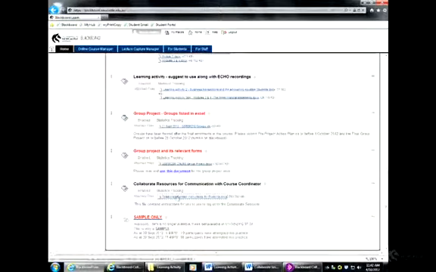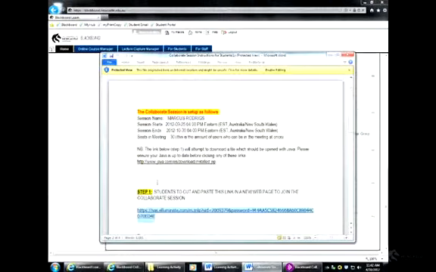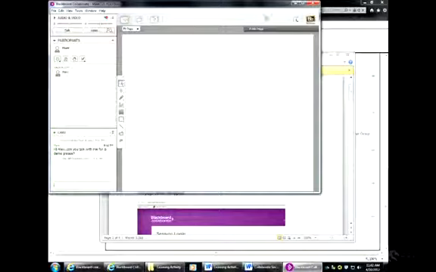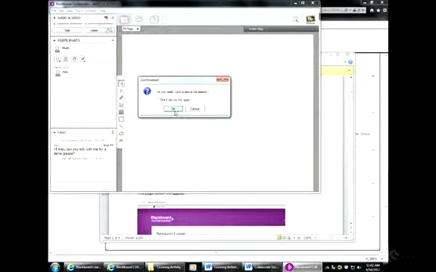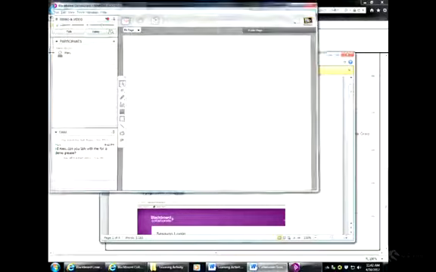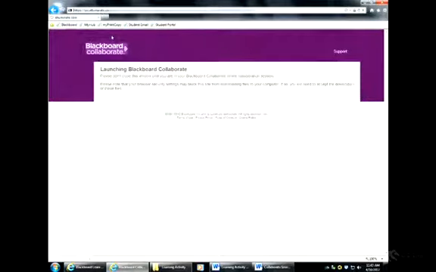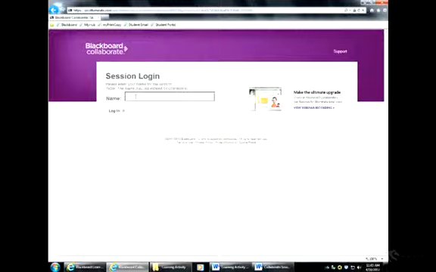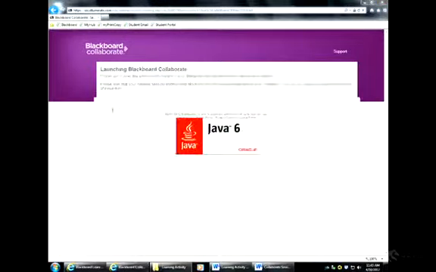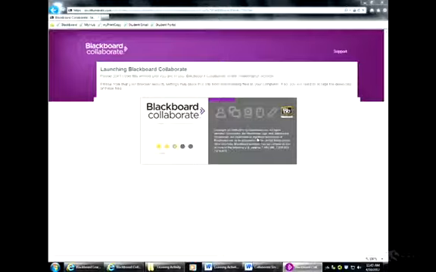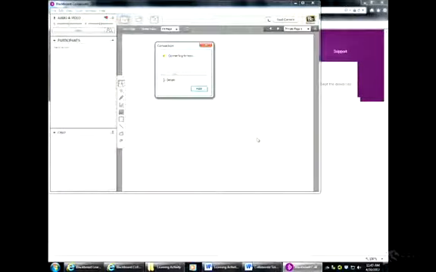So Collaborate, you click on that. It'll open this page. You cut this step 1 and you post it into a web page. I'll redo it again because I didn't show the screen. Paste it in a new URL. Then put your name in there. Login. Just wait for a few seconds. Click on run. You're into Collaborate now.